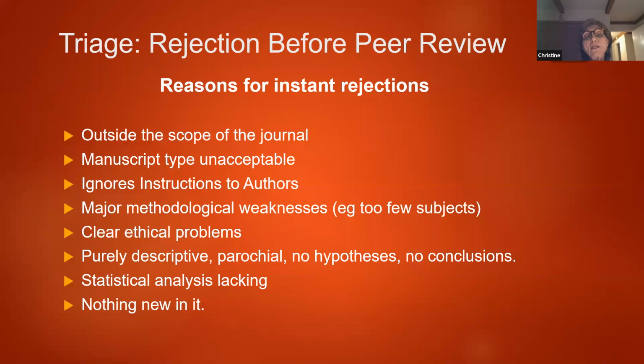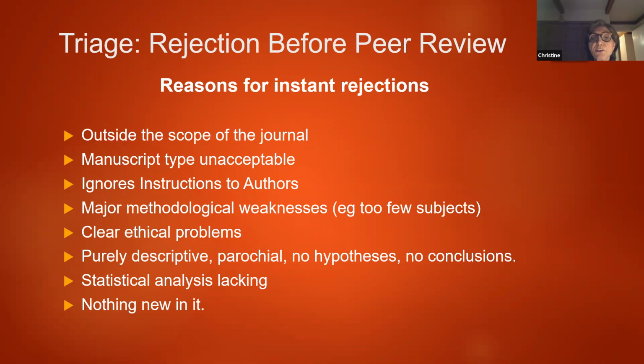A tool that is so obscure that it really is outside the scope of our journal. So we might suggest they send it to a journal that publishes on reliability and validity of tools. The manuscript type is unacceptable. We may not publish that type of manuscript.